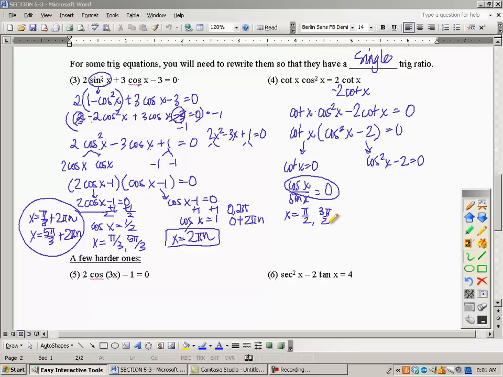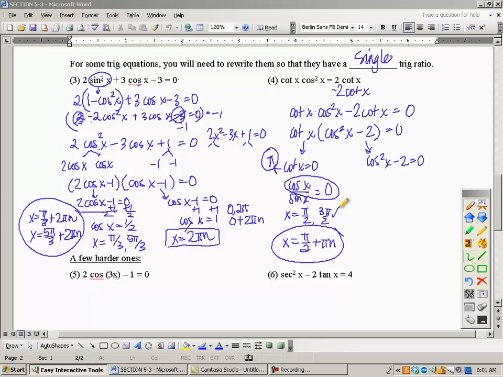Now let's talk about period. The cotangent has a period of pi. And so if I take pi over 2 and add pi to it, I get to 3 pi over 2, so I don't need a separate anything. I can just say then pi over 2 plus pi n, and that accounts for this 0 as well.